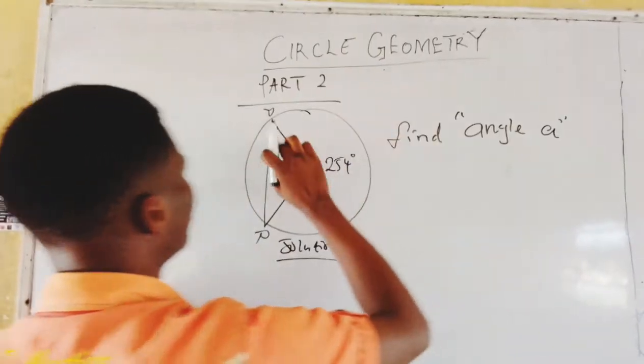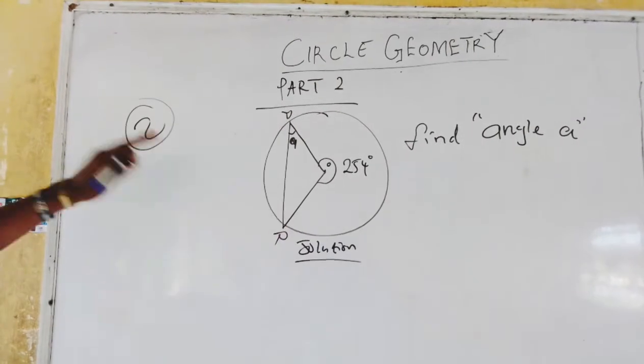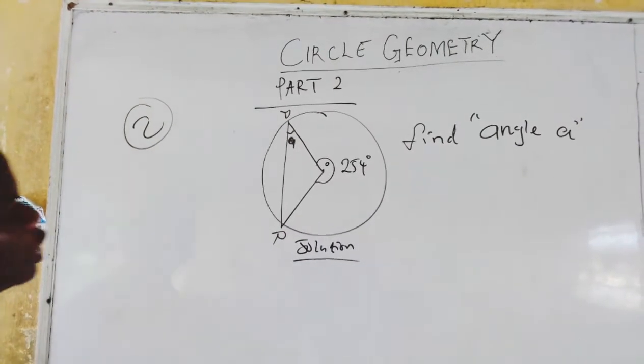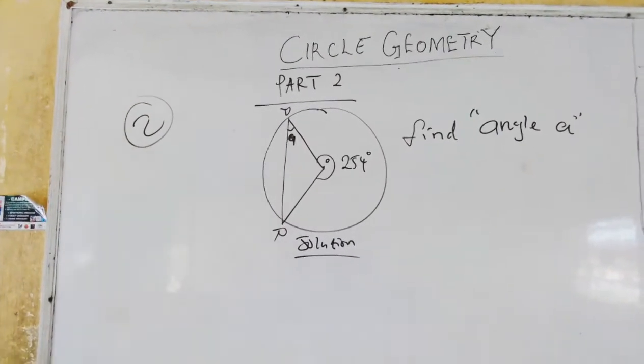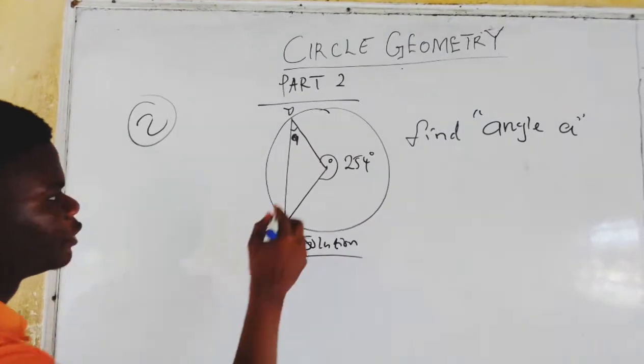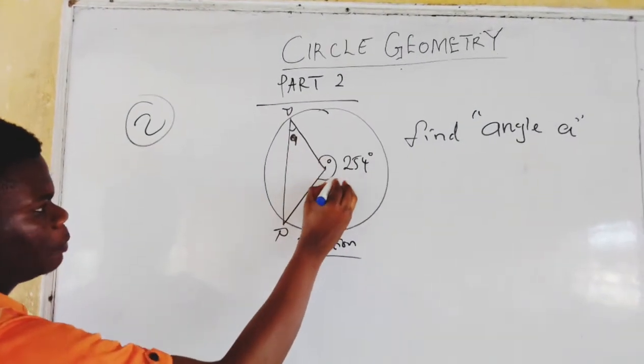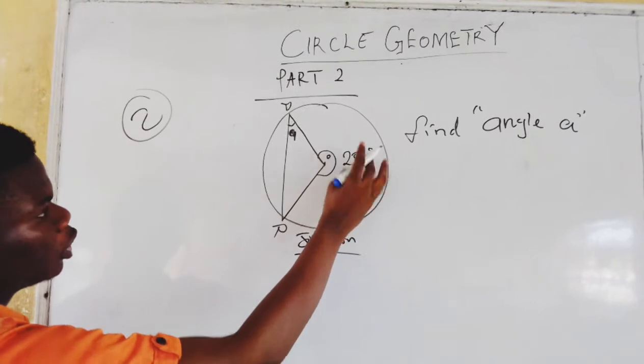We want to find angle A, this angle here. So this is the geometry. This is the angle. This is the question. So for me to get angle A, I want to make this point the center. From this place to here is 254 degrees.